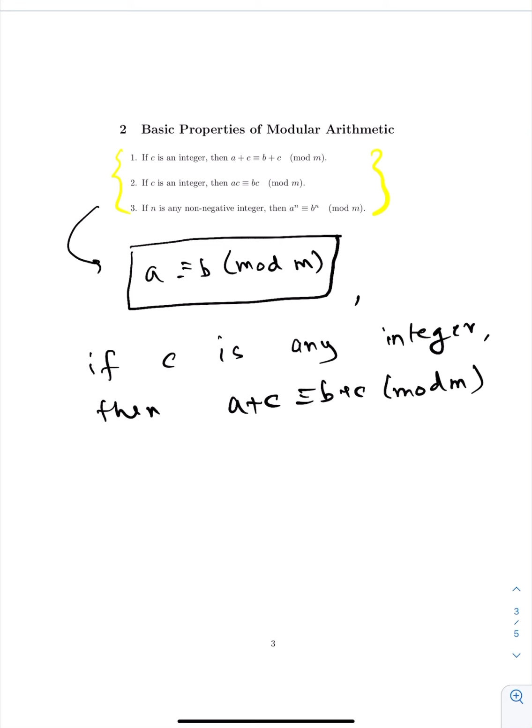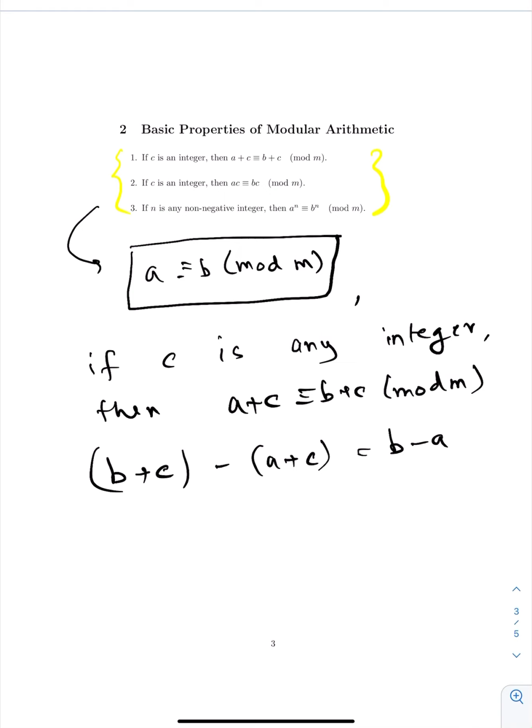Because if I do b plus c minus a plus c, that is nothing but b minus a. And since by the definition of the property we assumed that a is congruent to b modulo m, then b minus a is already divisible by m, so this thing has to be divisible by m.